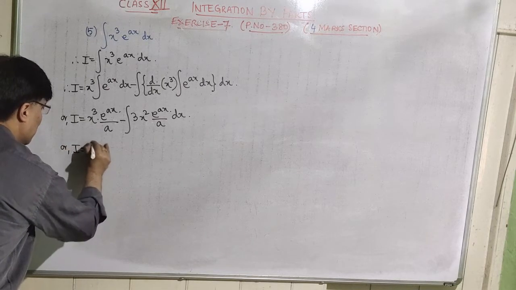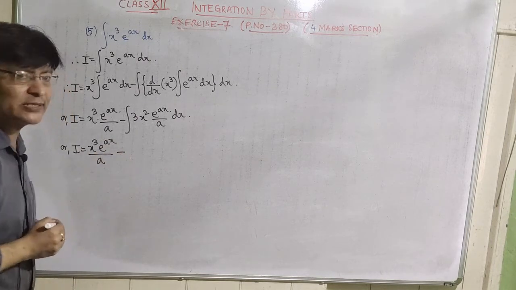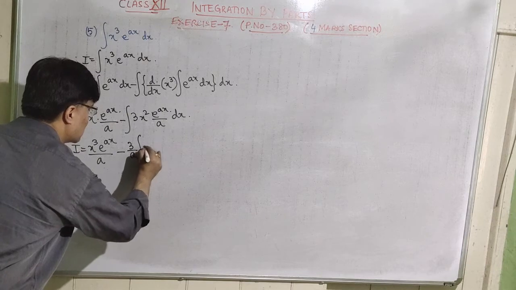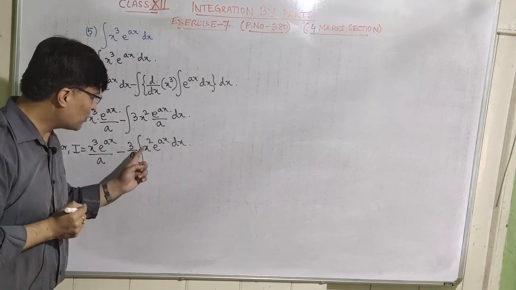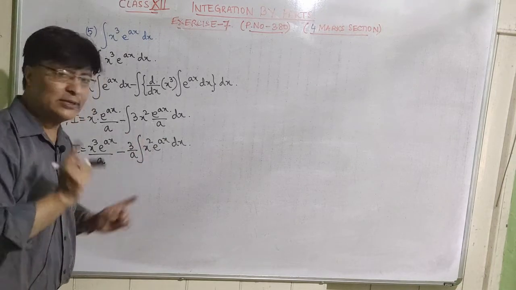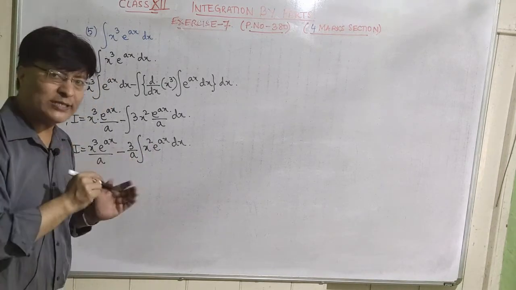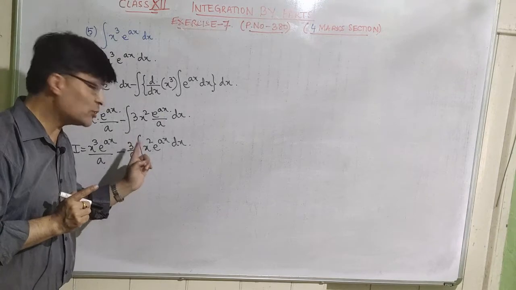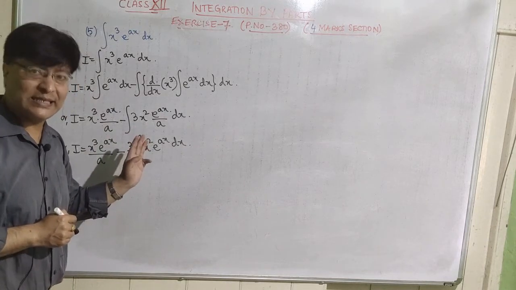So I is equal to x cube e to the power ax divided by a, minus, the constant here you can take outside, 3 upon a, integral sign, x square e to the power ax dx. Again, this is the product of two different functions. One is x square and the other one is e to the power ax. Again, x square is an algebraic function, that is A. E to the power ax is the exponential function, that is E. Which letter comes first in the word ILATE, A or E? A comes first, isn't it? So x square will be the first function and e to the power ax will be the second function. So let us use integration by parts in this case also.